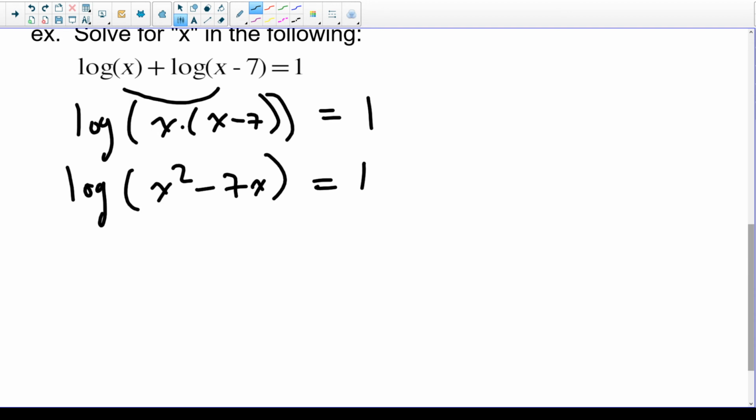How do I get rid of the log on the left-hand side? What am I going to have to do to both sides to get rid of that logarithm? You got it. We've got to change this to exponential form. Now, how do we do that? So remember the trick? That's right. We're going to put a big 10 here. We're going to put a big 10 here. Okay?